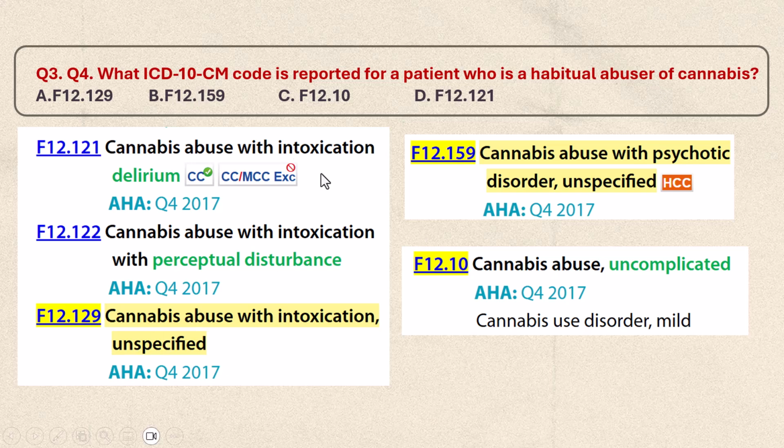F12.159, that is cannabis abuse with psychotic disorder, unspecified. So psychotic disorder not mentioned in this case, so you can omit this answer. C, F12.10, that is cannabis abuse uncomplicated. So you can take this answer. Again, D, F12.121, that is cannabis abuse with intoxication. So the intoxication or the psychotic disorder not mentioned here. So the answer will be C, that is F12.10, cannabis abuse uncomplicated.